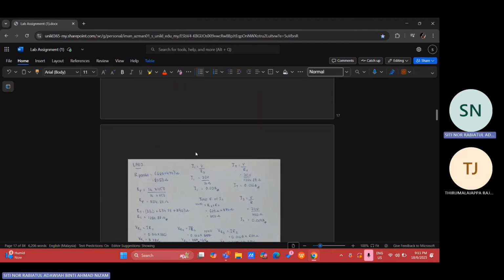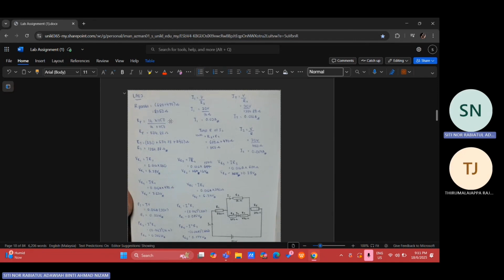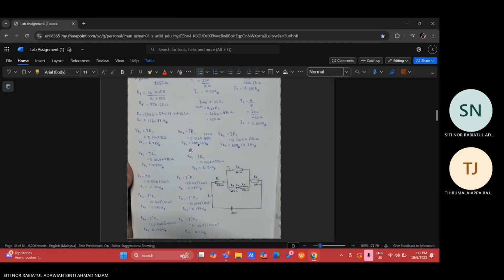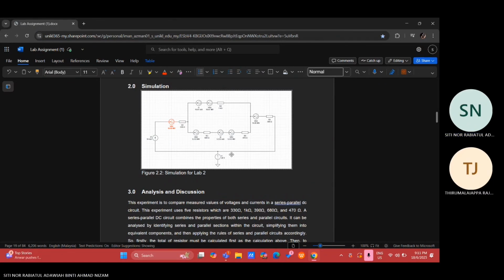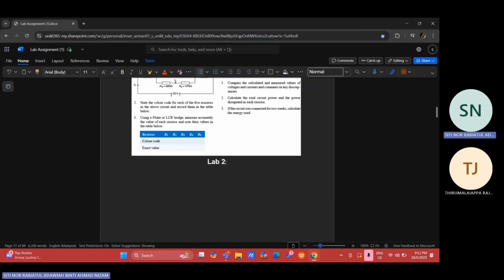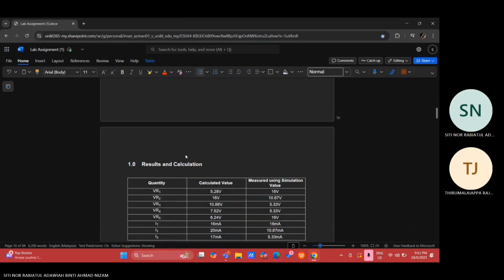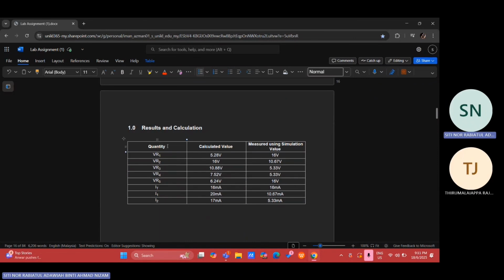So this is the calculation that I already calculated manually. And also this is the simulation for Lab 2. Okay, so I will explain Lab 2. This is the table for the calculated and also measured simulation values. For VR1, for the calculated value, I get 5.28 volts. But for the measured simulation value, it is 16 volts.